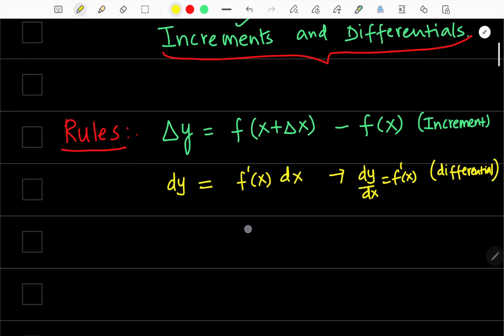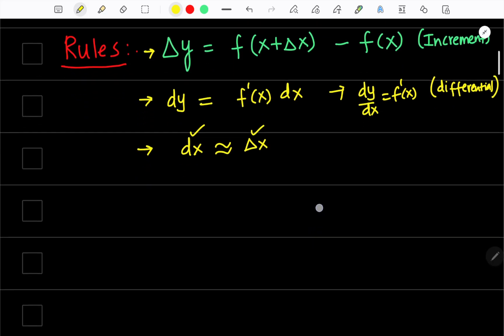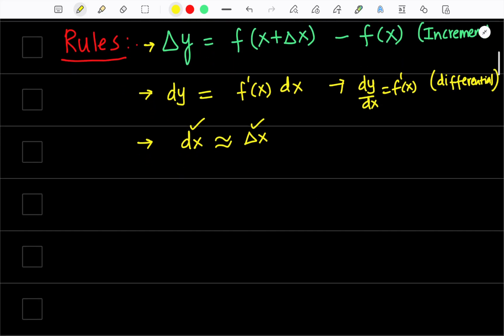So just remember the rule. This is the first rule and this is the second rule. And the third rule you are going to study is dx is approximately equal to delta x. It means the differential and the increment are almost similar or the same, you can say. Okay, these 3 rules keep in your mind. Let's go to the questions.